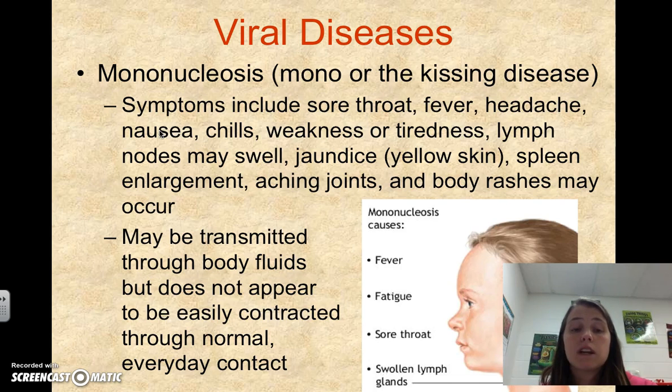And this can be transmitted through fluids, like spit, but does not appear to be easily contracted through normal everyday contact. So it's not easy to transfer, but if you share a drink with someone who has mono, then you could definitely get it.